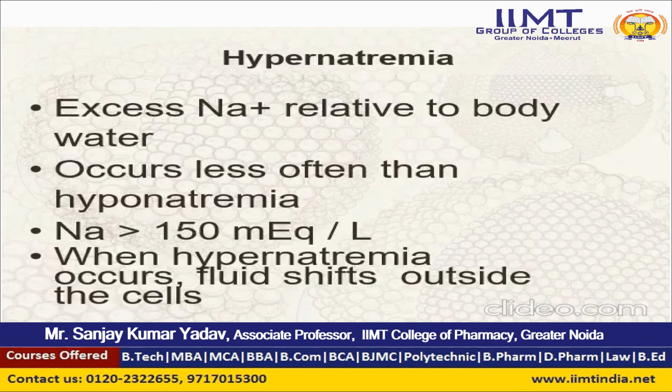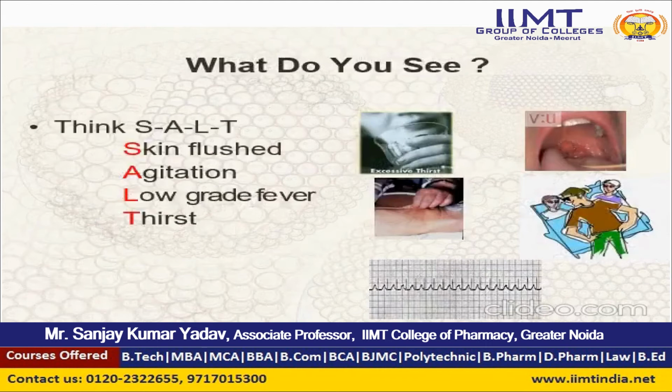Then hypernatremia means increased sodium in body fluids. With the help of the diagram you can see, suppose sodium ion is in excess in your body fluid, then we can feel skin flushed and excessive thirst. We can feel frequent thirst, meaning the body requires excess water at any time. So fever can occur, thirst, agitation, skin flush.